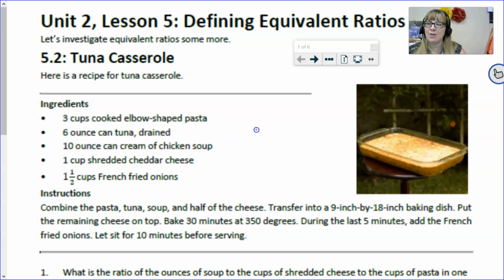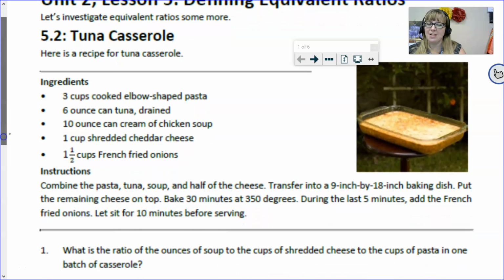So here we have a recipe for tuna casserole. Read through the recipe. Make sure you understand it because I'm about to ask some questions. If you need more time to read through the recipe, then pause the video. My first question is this. How many ounces of cream of chicken soup do we need? The answer to that is 10.